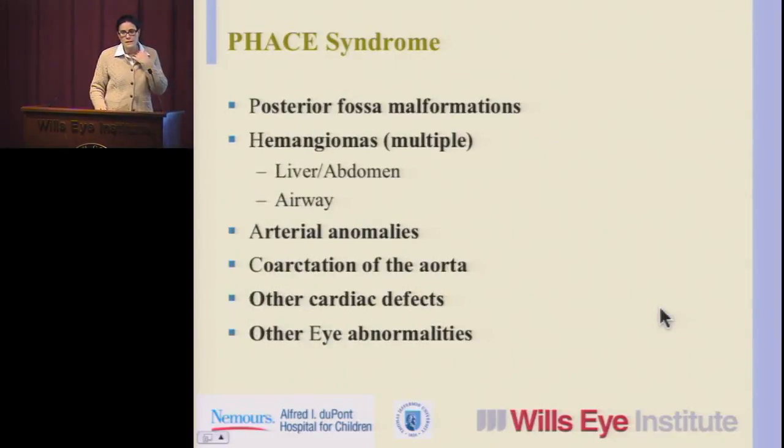PHACE Syndrome is something to think about when you have children with really extensive hemangiomas. I did have one child where it was almost her whole face, or whole side of her face, covered with a hemangioma, and she had significant findings on her MRI. What you'll see are posterior fossa malformations, hemangiomas not just of the face and orbit, but in the liver and abdomen. You have to be very concerned about the airway here, arterial anomalies, coarctation of the aorta, other cardiac defects, and other eye abnormalities.